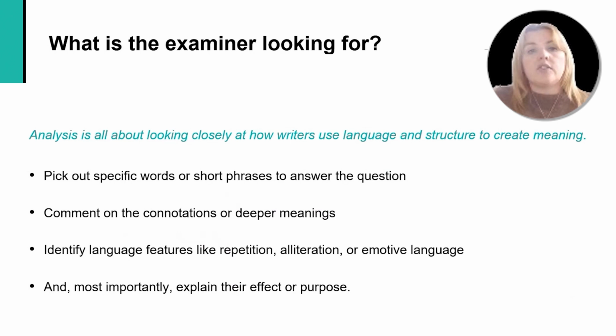Think about the associations of a word. For example, does storm suggest danger, chaos, or conflict, and what might that imply about a situation or a character? How might this interest and inform the reader?